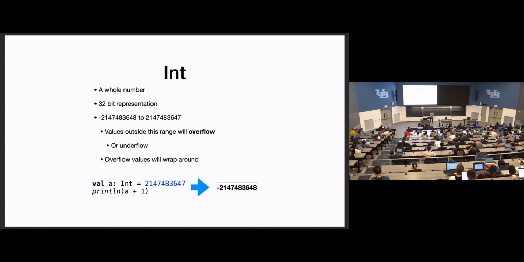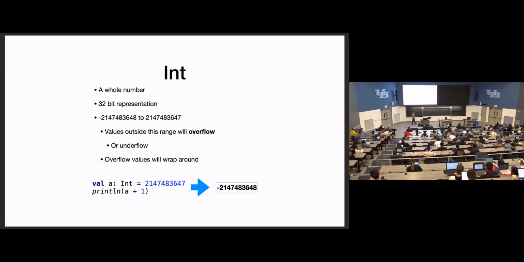So our first type is an int. An int is a whole number. Ints in Scala are 32-bit representations. These are signed values. So one of those bits is the sign, 1 or 0, whether it's positive or negative, and the other 31 bits are the number itself. So we can represent numbers from negative 2 to the 31 up to 2 to the 31 minus 1. We can represent all those numbers using an integer, but nothing outside of that range.